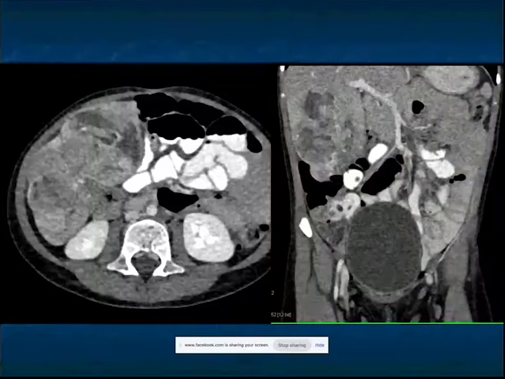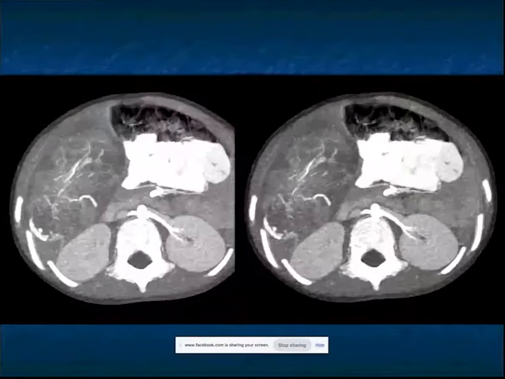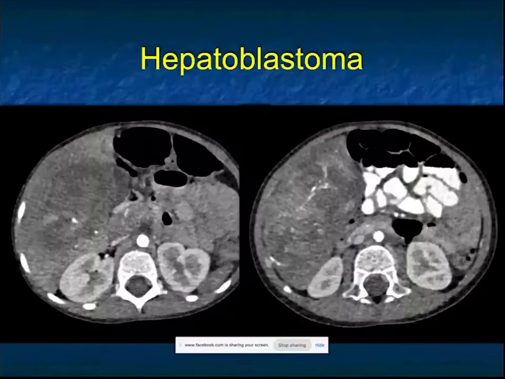Large liver mass, 12-year-old patient, looks aggressive, looks malignant. The most likely diagnosis, neovascularity, is going to be hepatoblastoma. It's an unusual tumor, often very aggressive, large, and this is a really nice example.